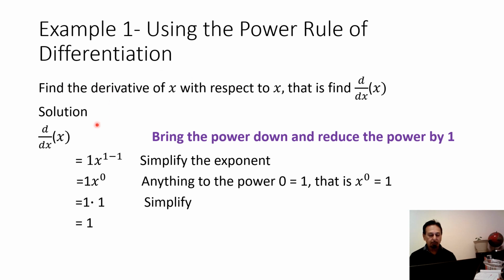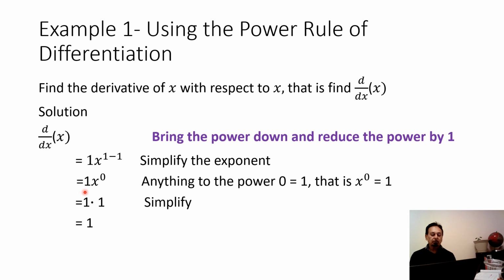Example 1. Let's find the derivative of x with respect to x. That is, find d over dx of x. Now, the power of x is 1. The power rule says bring the power down and subtract 1 from the power. So you have 1 times x to the 1 minus 1. Now, 1 minus 1 is 0.